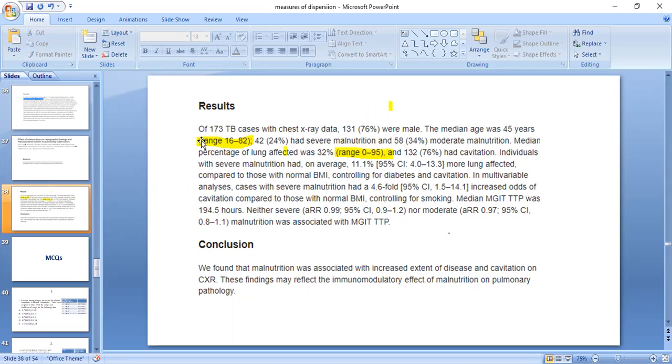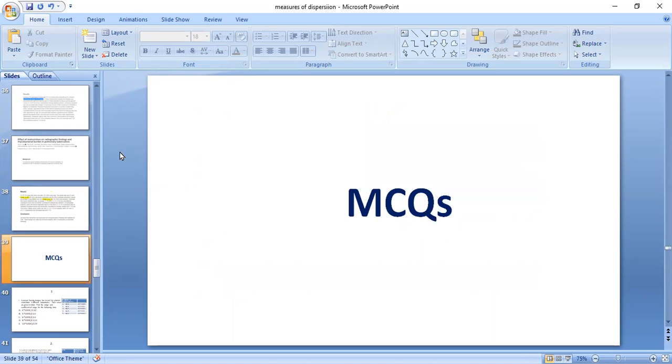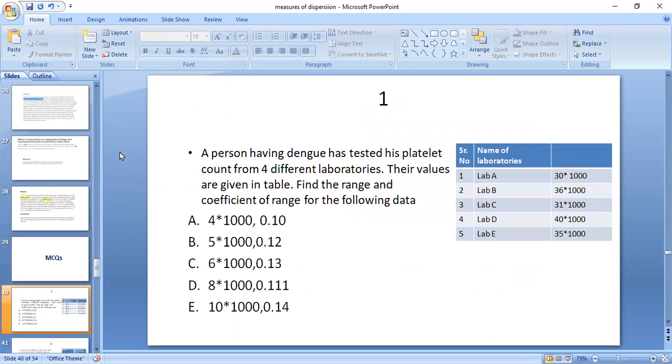This article uses various measures of dispersion to elaborate their data. Now the time for the MCQs. A person having dengue has tested his platelet count from four different laboratories. Their values are given in data. Find the range and the coefficient of range for the following data. These are easy values. You can easily calculate the range.